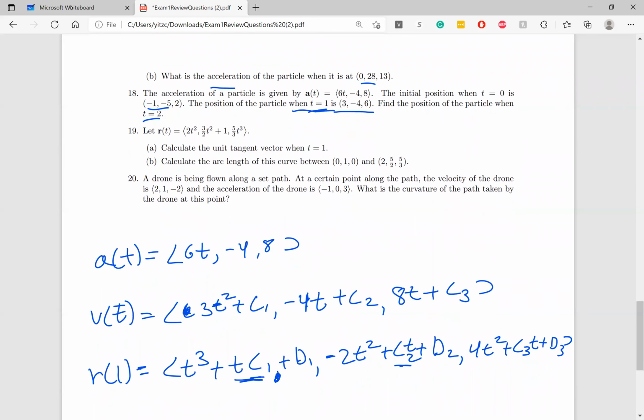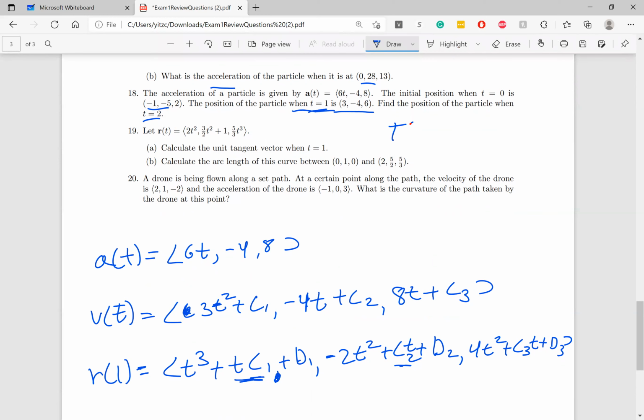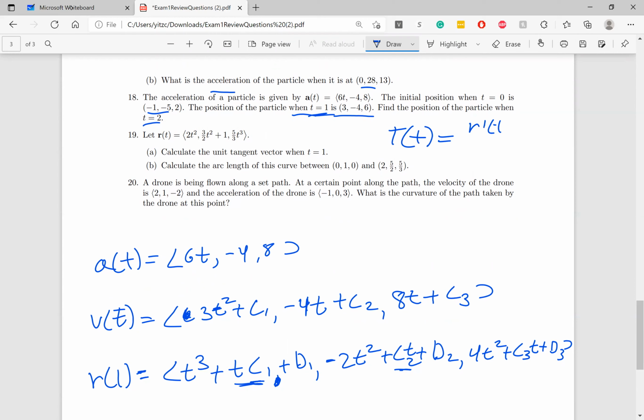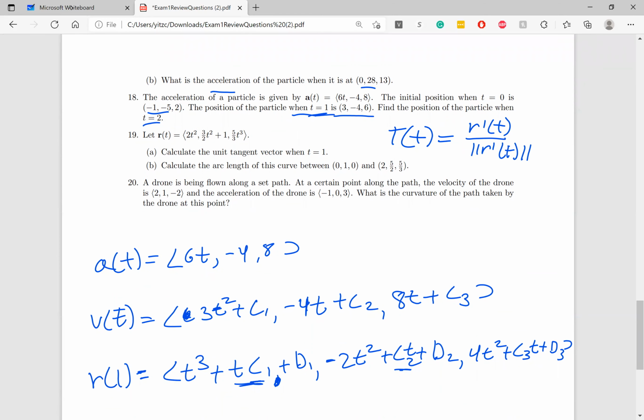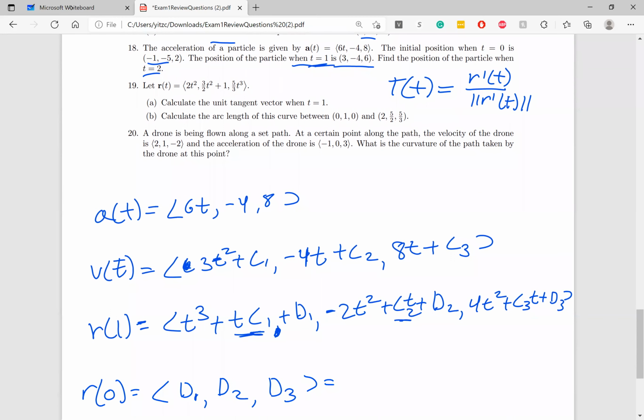Okay, so problem 19. Let R of t be this. Calculate the unit tangent vector. So all you really need to remember is the formula for T, which is r prime of t over the magnitude of r prime of t. And then you just plug in 1. So that's simple. And then the second problem, calculate the arc length of this curve. So we've done this a couple of times. You use the formula.